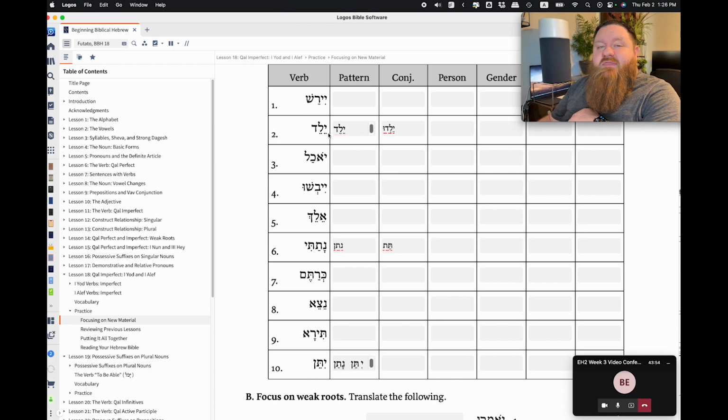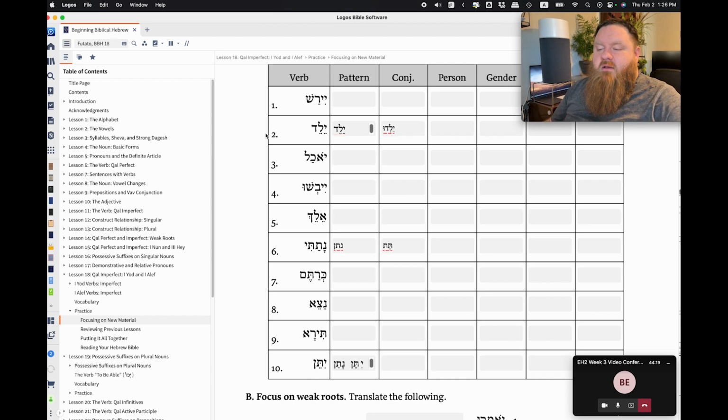You can short circuit that entire process if you just commit to memory: a sere pattern usually indicates a one yod in the Qal imperfect. If you can connect that, then you can skip that whole process. But it is good to know that process to go through, just so you can be a little bit more methodical and make fewer mistakes. But that's the process I would go through here to parse this out.